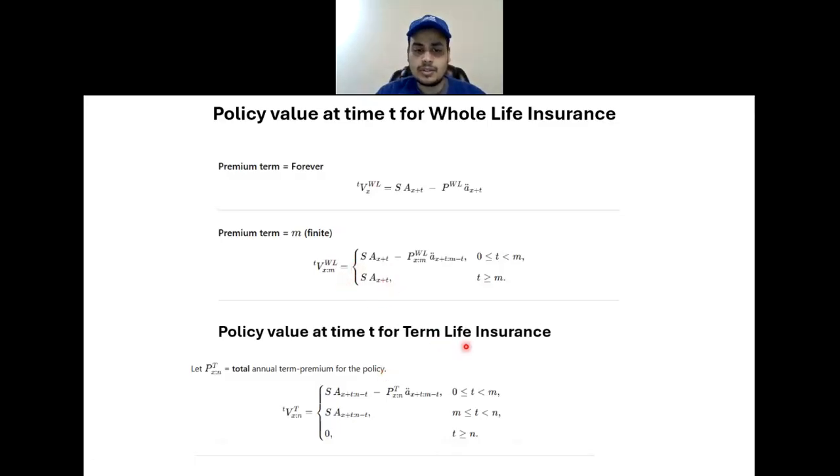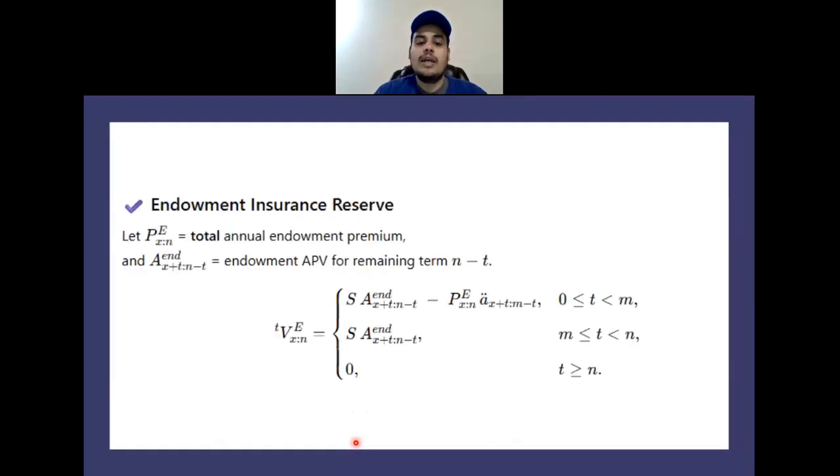Same in the case of term life insurance. If the valuation time is between 0 and the premium payment term m, we have the same standard formula. If the policy valuation time t has exceeded the premium payment term but is less than the policy term, then we only have the actuarial present value of the benefits. And if it exceeds the policy term, we have no policy value, that is 0. The same goes for the formula across the different chosen policies; for policy valuation time t, the same formula applies.